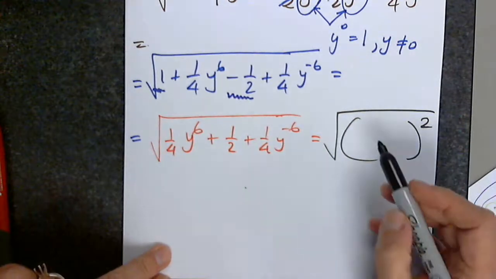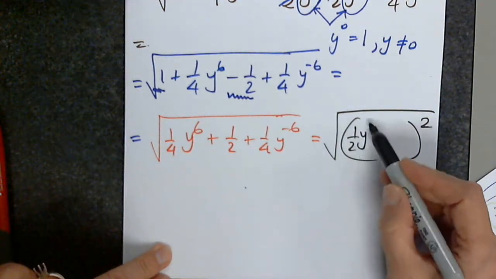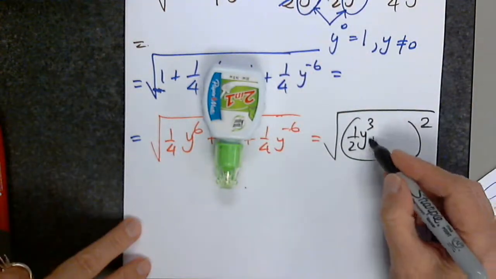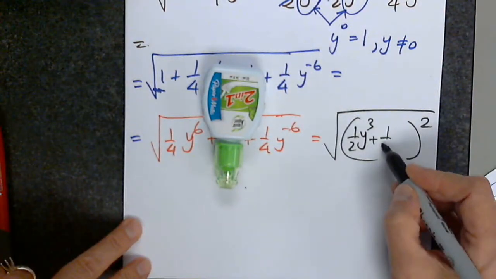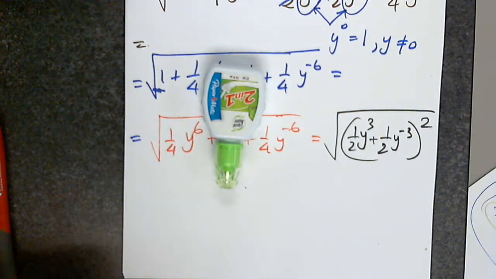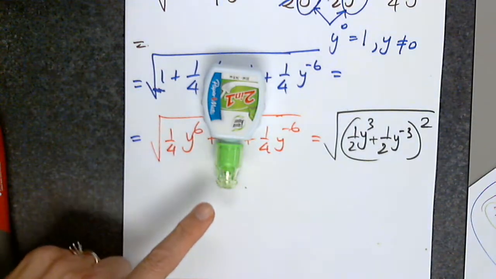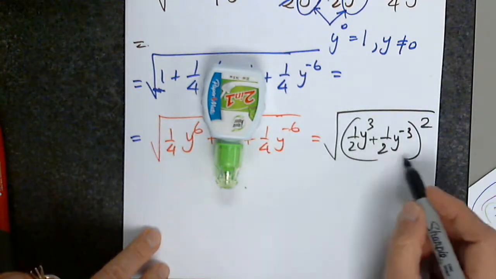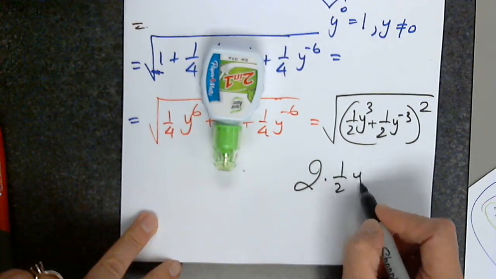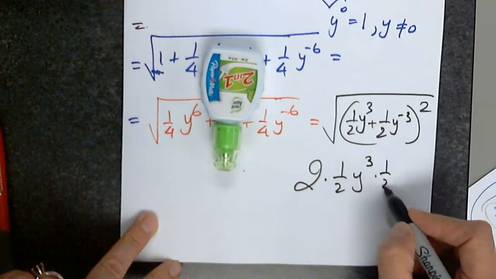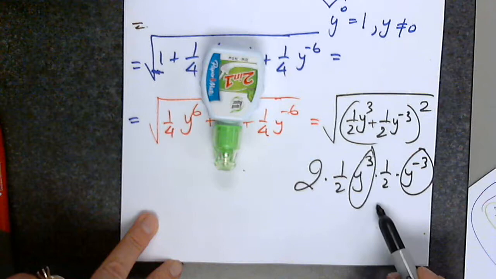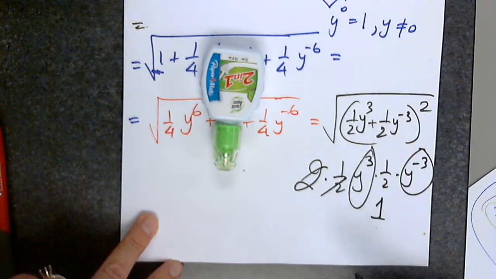So it'd be 1/2 y to the third plus 1/2 y to the negative 3. Now I need to check the middle term. I have not even looked at the middle term. Look, I even covered it. What will be the middle term here if I expand this? 2 times 1/2 y to the third times 1/2 times y to the negative 3. I know this product is 1. What is left?